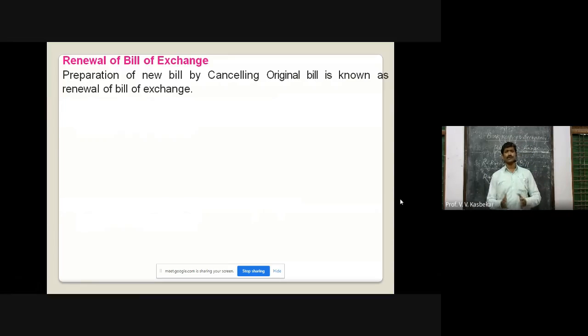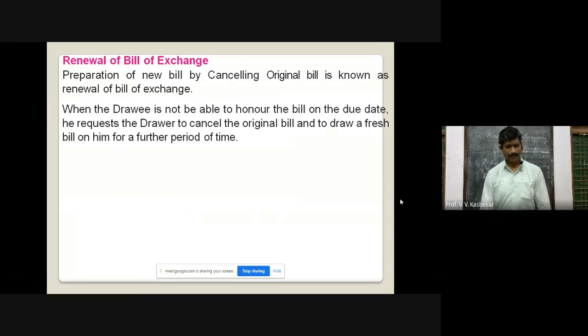Preparation of a new bill by cancelling the original bill is known as renewal of bill of exchange. The procedure of renewal of bill or preparation of that renewed bill is the same as for the new bill. The bill is renewed in various conditions, maybe when it is dishonored or maybe with mutual understanding.